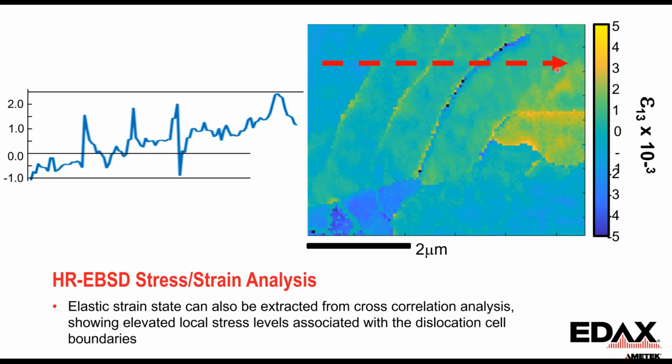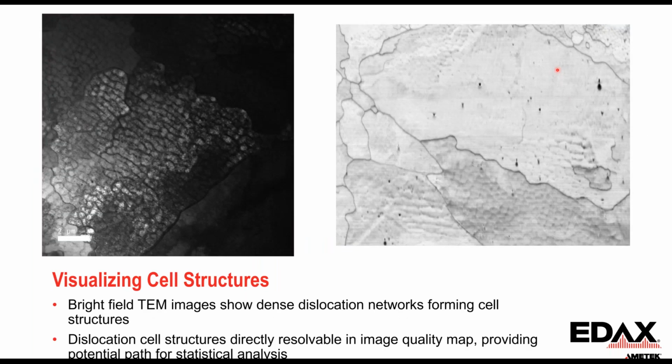We can also use the quality of just the image in general. With the Clarity, we can actually see some of this dislocation cell structure that's present with some of the different maps we generate in terms of image quality and pattern quality maps, compared to a bright field TEM image. You can see how we get some of that same type of contrast. So this can help guide where you can take some of the HR-EBSD measurements from.